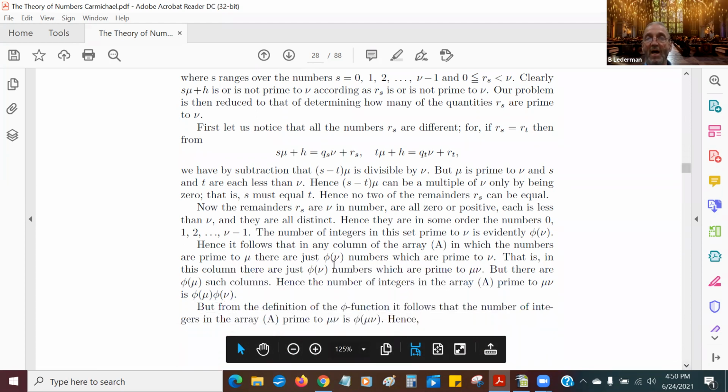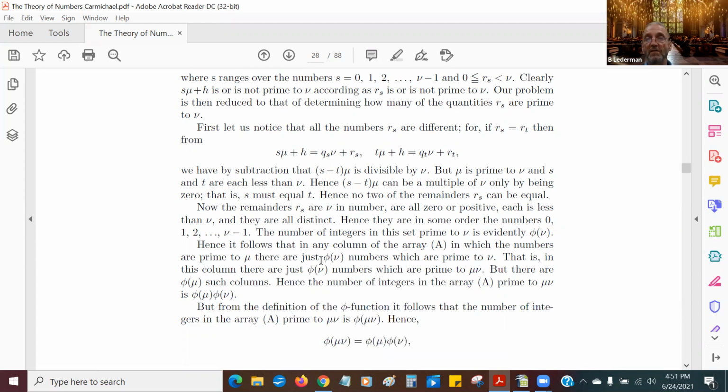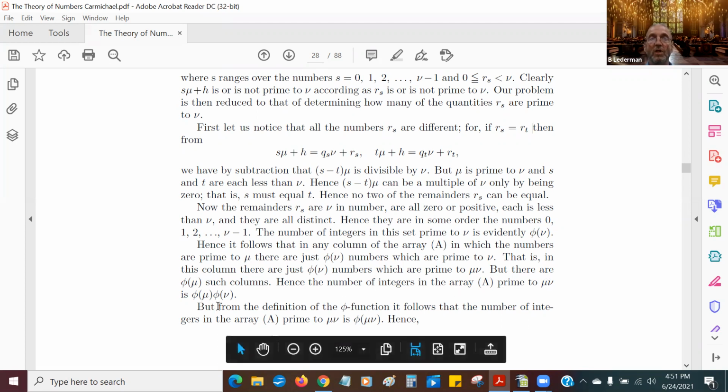So it follows that in any column of the array A in which the numbers are prime to mu, there are just phi of V numbers which are prime to V. So in other words, there are phi of u columns. Each column has phi of V. They're phi of mu relatively prime columns, and phi of V of them are relatively prime to u, which means relatively prime to uv. So basically, the number of integers in an array prime to uv is phi of u times phi of v. I got a little garbled up at the end, but that's the point.